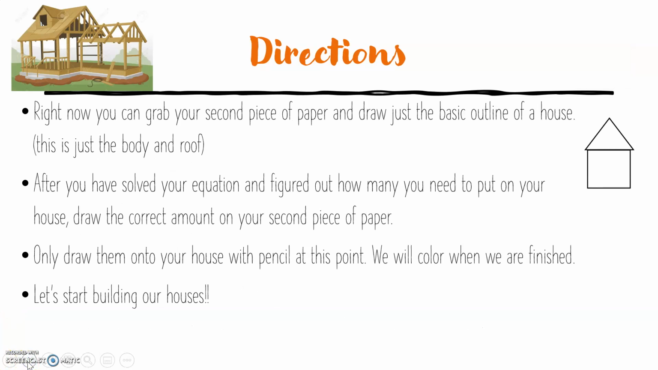So now, you can grab your second piece of paper and draw just a basic outline of a house. This will just be the body and the roof, as you can see here. And after you've solved your equation and figured out how many you need to put on your house, draw the correct amount on your second piece of paper. Only draw them onto your house with pencil at this point. We'll color them all in when we're finished at the end. So let's start building our houses.